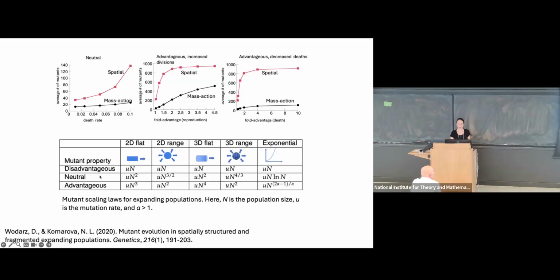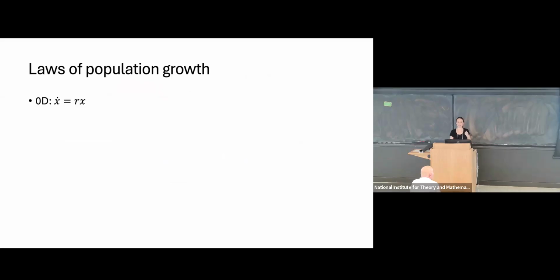And depending on whether you're disadvantageous, neutral, or advantageous, you can figure out how many mutants you expect to have in a colony of size n, where U is the mutation rate here, and you have all these different powers. So we did that, but we didn't really understand it. Now we understand it better. Let me show you. It's very easy to see how to derive these laws.